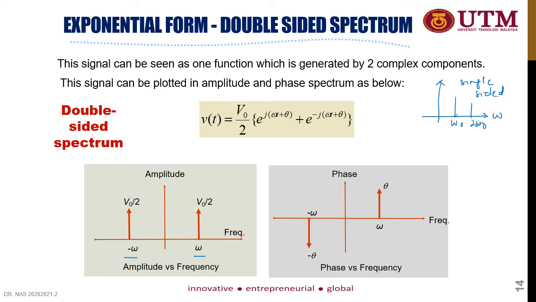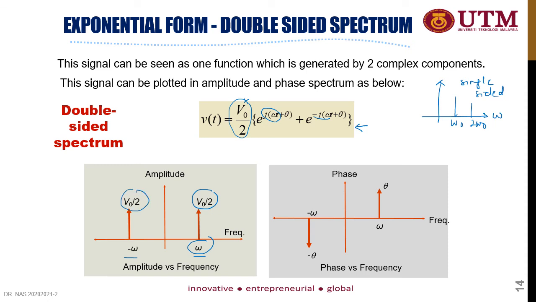Okay, if you look at this equation, so you have the amplitude of V0 over 2. For this is the positive frequency. Okay, positive frequency. So the amplitude is V0 over 2. And for negative, okay, if you expand the equation, this is negative omega. So for negative frequency, the amplitude also V0 over 2.